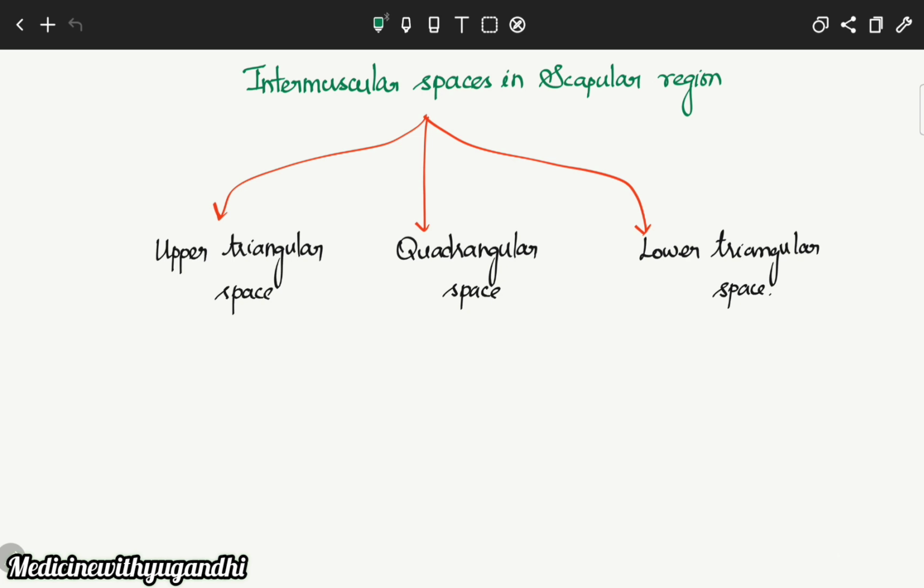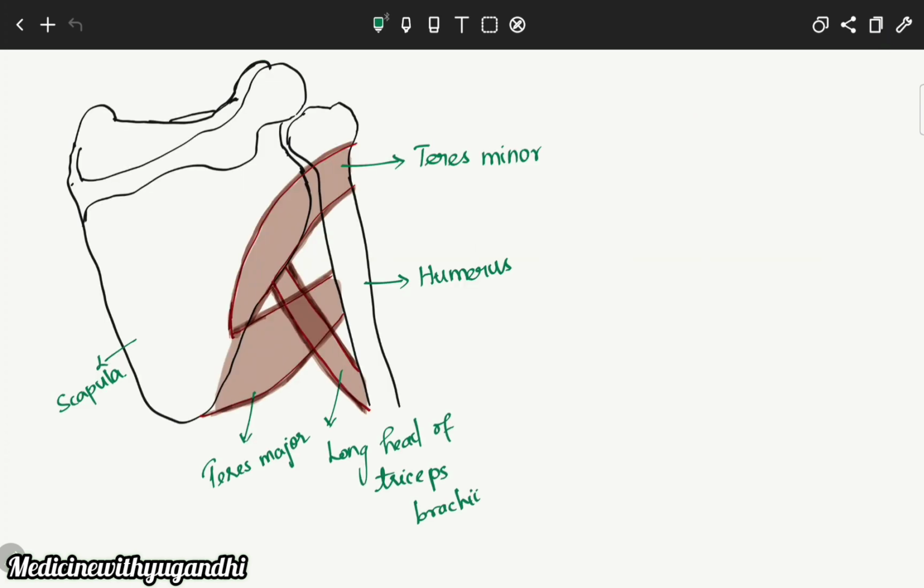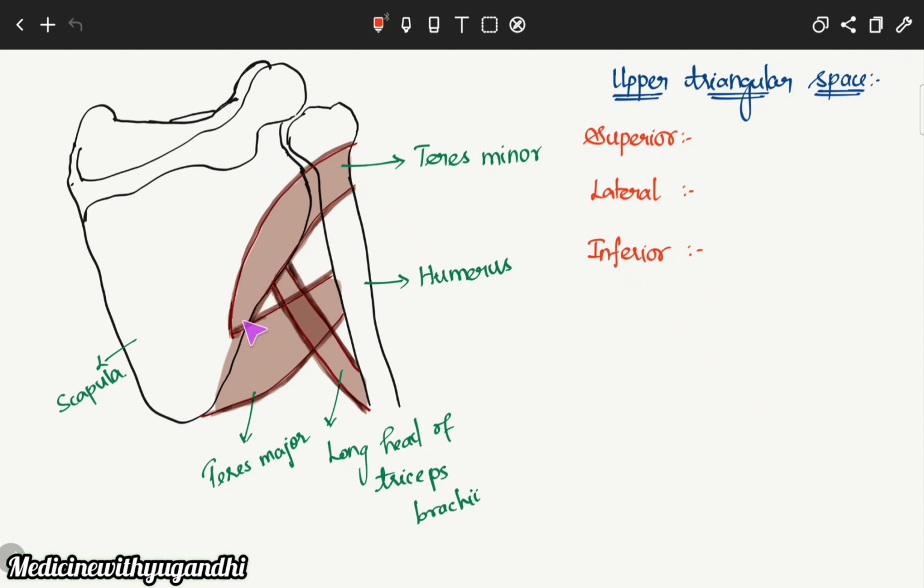The first space we are going to see is the upper triangular space. See, this is the upper triangular space. So first let us see the boundaries for the upper triangular space. From this picture itself it is clear that this upper triangular space has a superior boundary, a lateral boundary and inferior boundary. The superior boundary is formed by the inferior border of the teres minor muscle. This is the teres minor muscle.